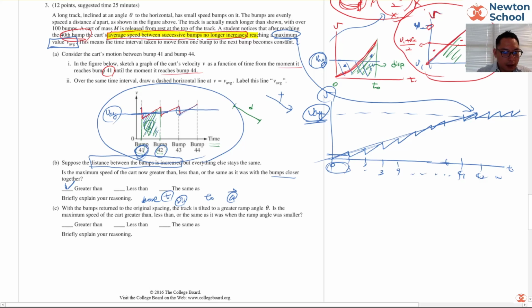Okay. And when the bumps return to the original spacing, if the track is tilted at a greater angle theta, is the maximum speed of the car greater or less than before? Obviously that will also be greater, because the acceleration is bigger, right? So bigger acceleration, that will also be greater. All right, moving on.